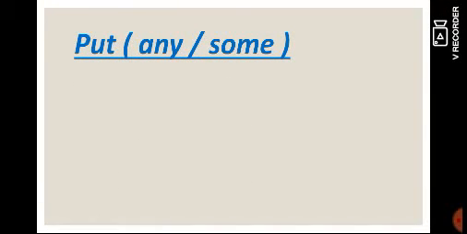Put any or some. There is some sand. Here we have is, not isn't, so some, because any goes with negative and some with affirmative. There is some sand.